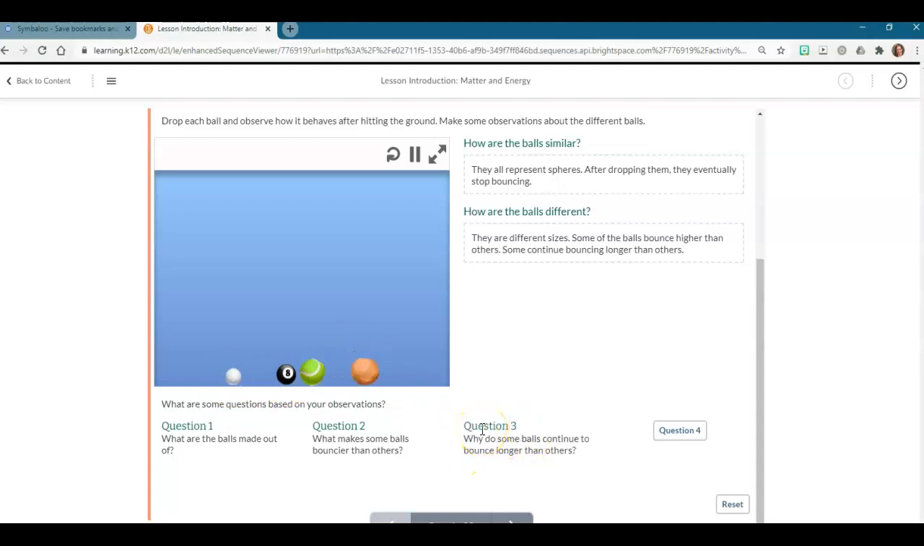Why do some balls continue to bounce longer than others? So if you think about maybe the mass of these objects, we could see that these that bounce longer were maybe a little bit lighter. So their mass could be a factor. And then question 4, why do all the balls bounce the highest on their first bounce and then bounce to lower heights each time that follows? So if you think about that, we're talking about energy. We know that they lose energy each time they come back down to the ground.